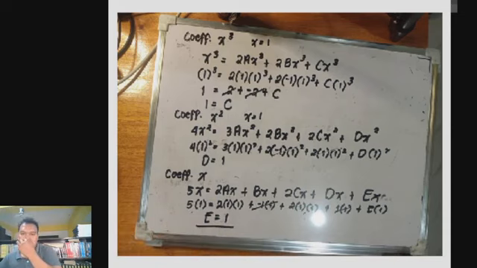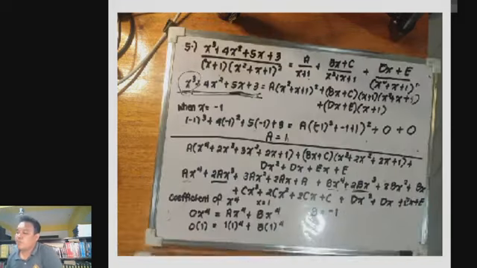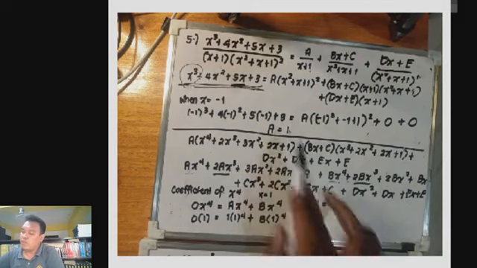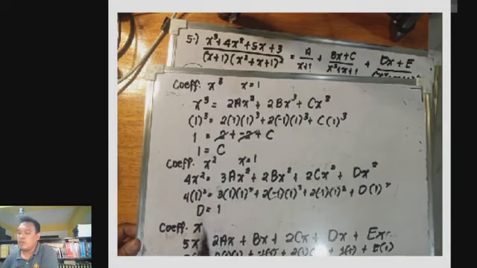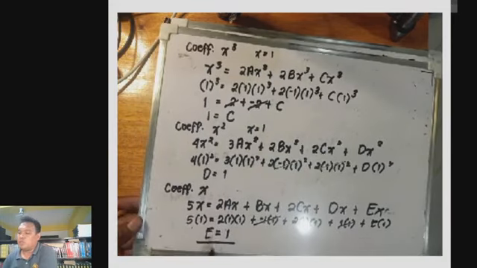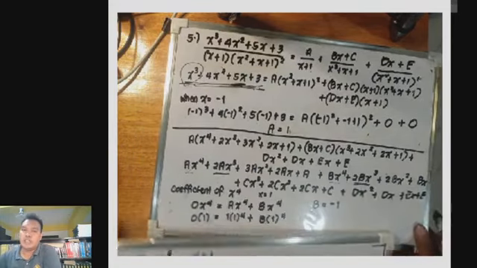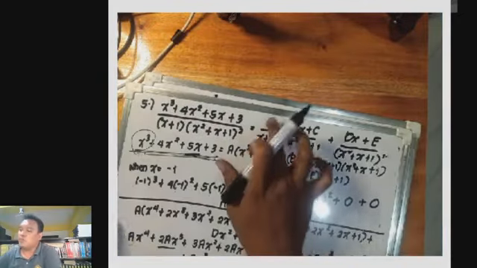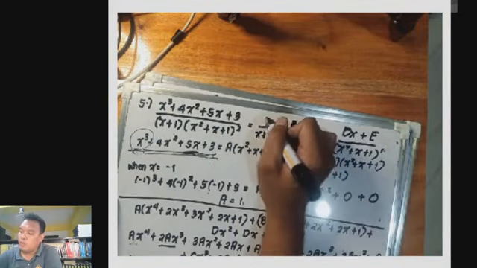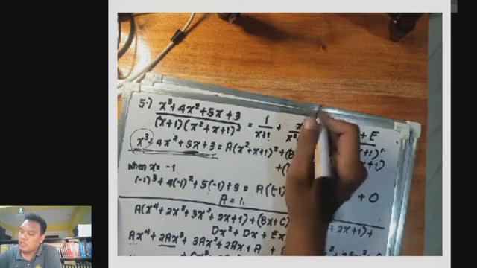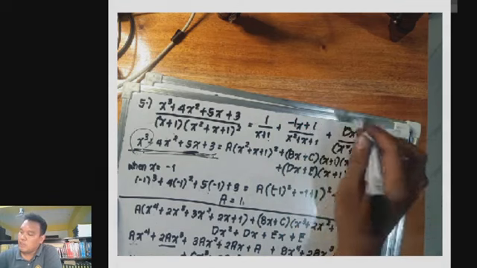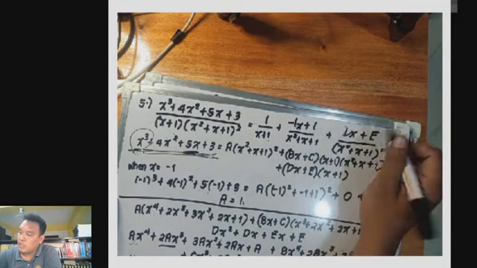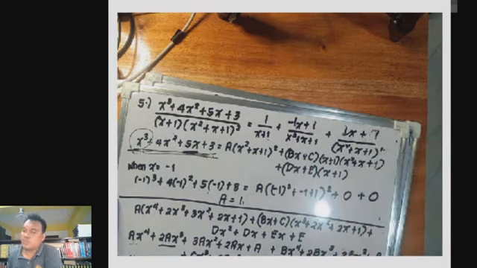Okay? So, lalabas, the value of a is positive 1, the value of b is negative 1, the value of c is positive 1, the value of d is positive 1, and the value of e is positive 1. Okay. So, lalabas dyan, ito po yung magiging final equation natin. So, we have partial fraction of 1, negative 1, 1, tapos 1, and 1. So, yun po. Okay.